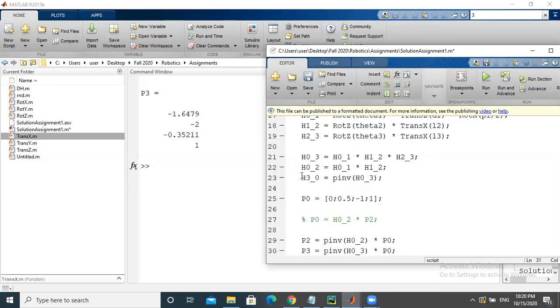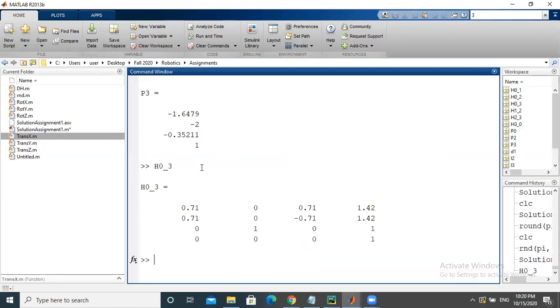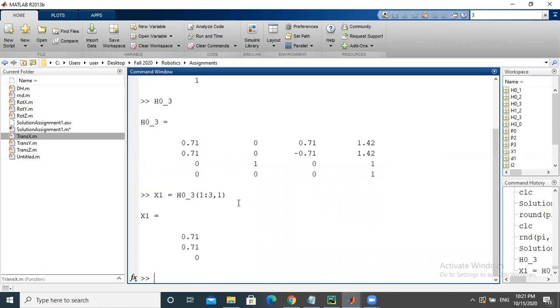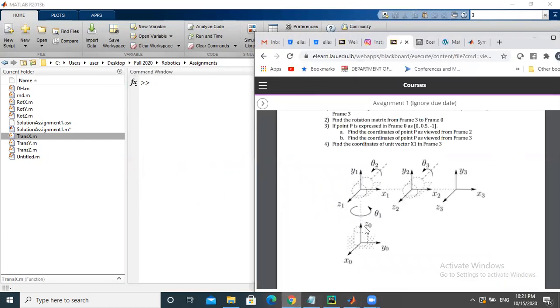We already have H03, so all I do is type H03. What is x1? X1 is equal to the first 3 components of H03, so 1, 2, 3. It is the first column, and you take the first 3 entries of the first column. Okay, guys, so that is it for the first problem.